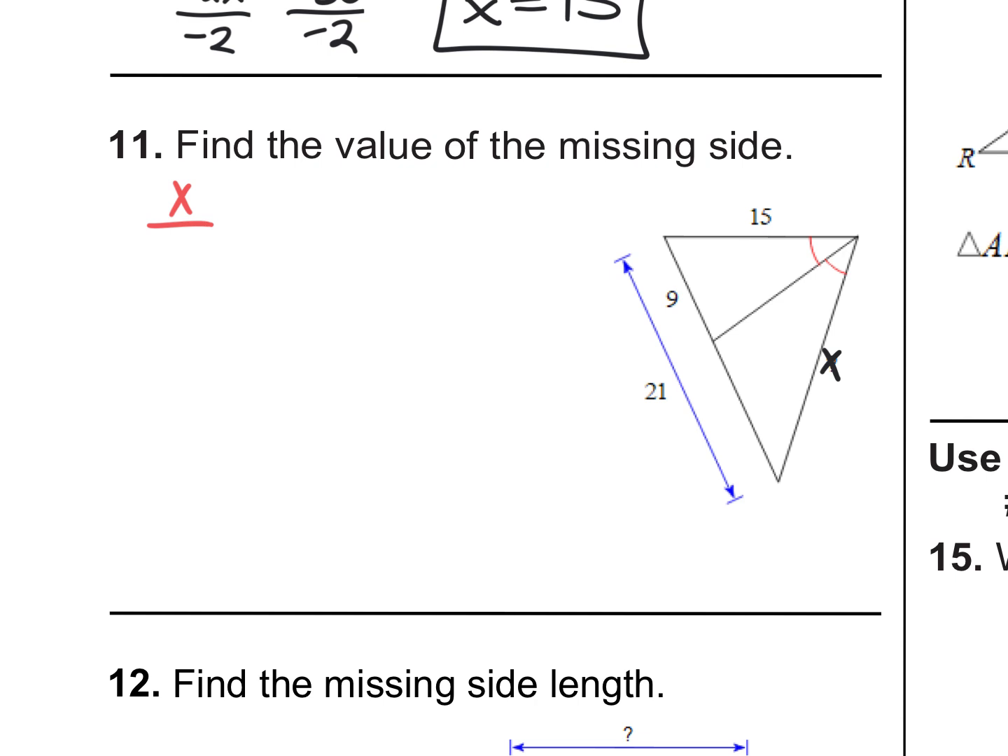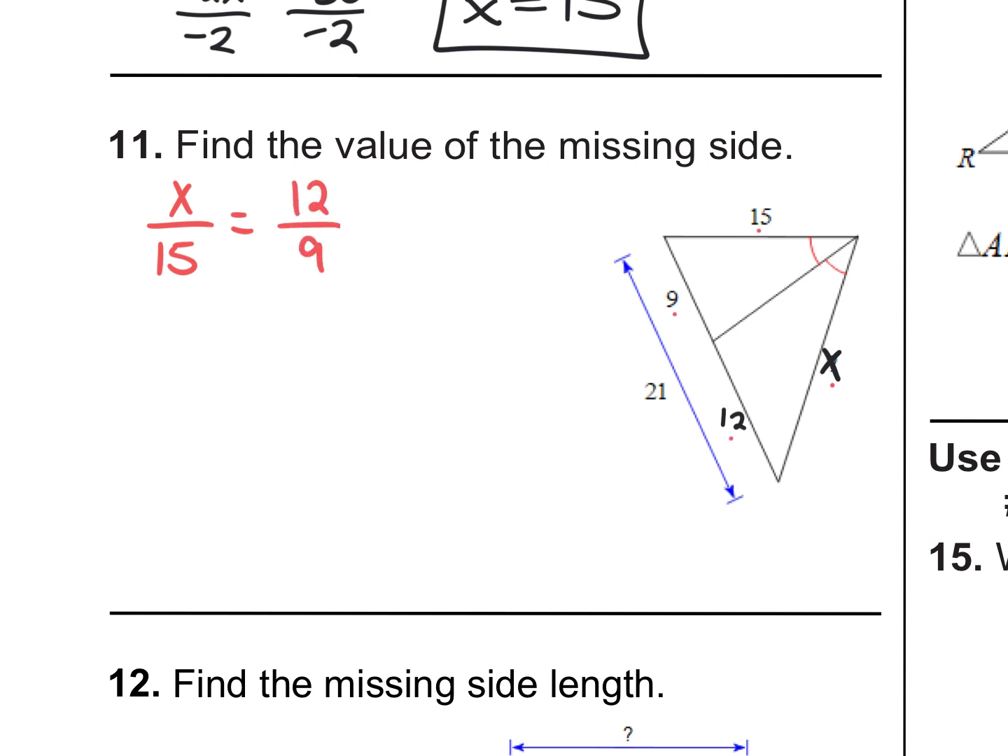What did you say? 15. Okay, if I do x over 15, do you agree I need to know what this is? Yeah. Okay, how can I figure that out? 21 minus 9, which is 12. So if I did x over 15, what does the other side have to be? I did x over 15, so it has to be 12 over 9.